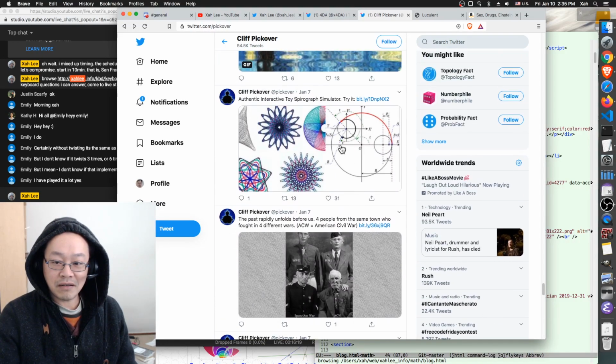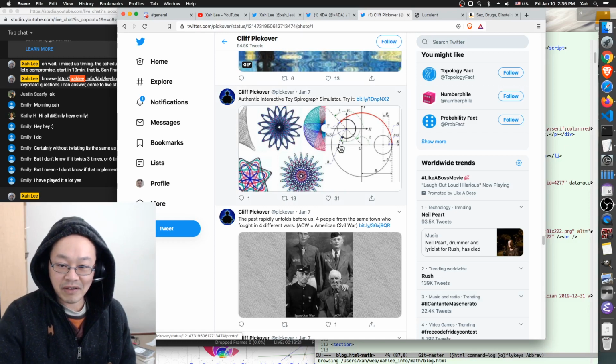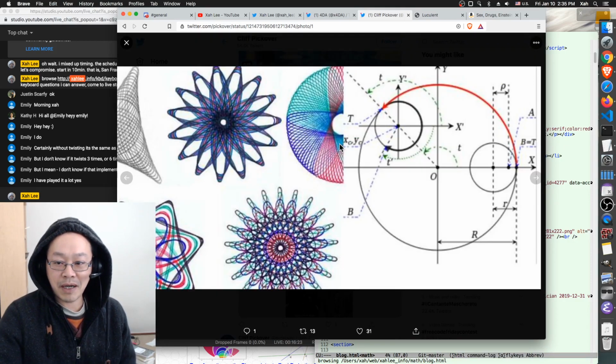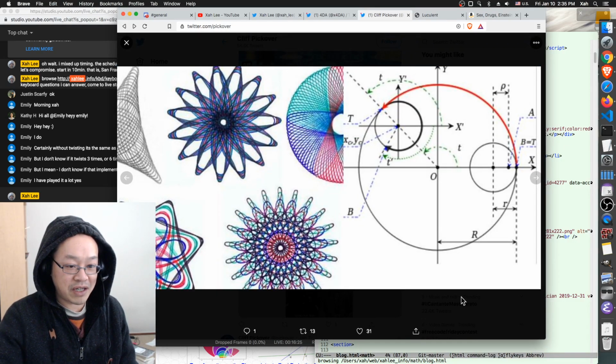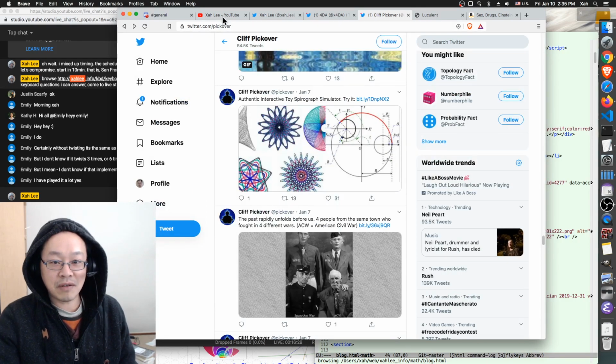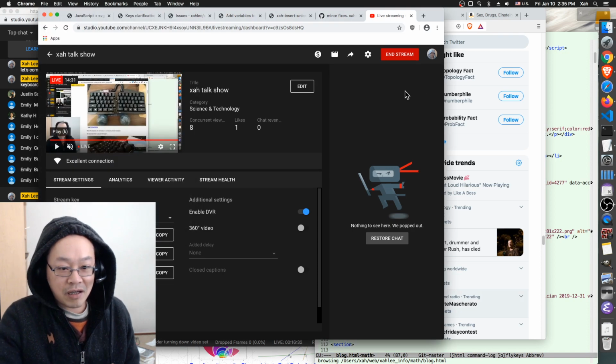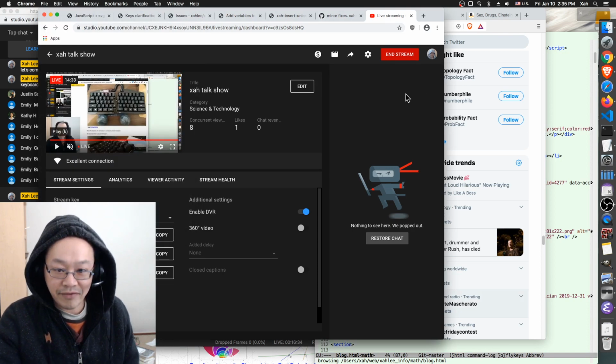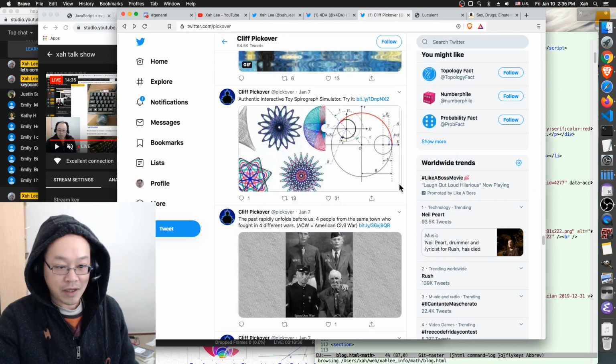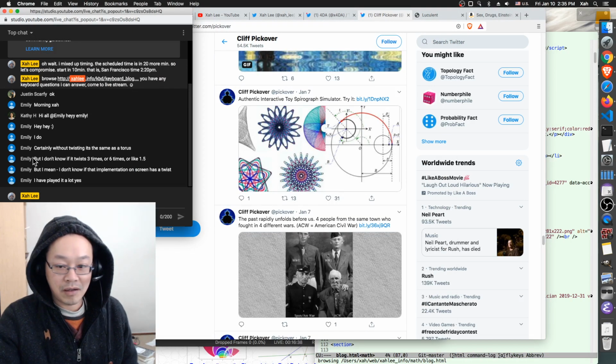And now look, spirograph. This is a very popular spirograph thing. Okay, we are digressing a lot. Comments, guys. What do you guys think? What do you guys say? Check status live. Okay, good.